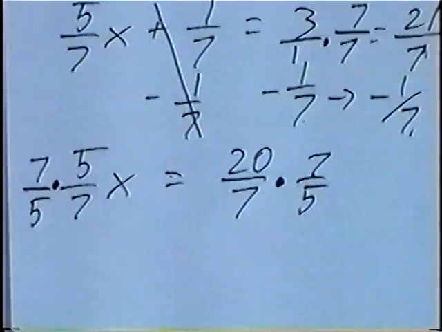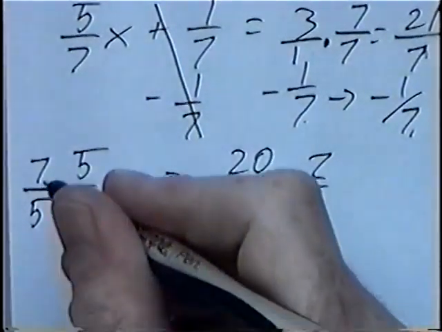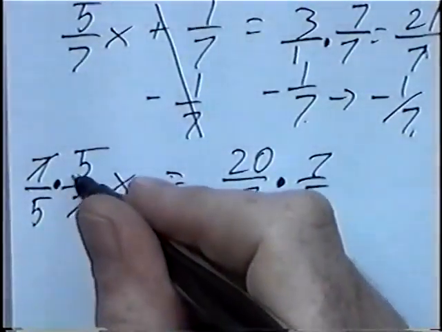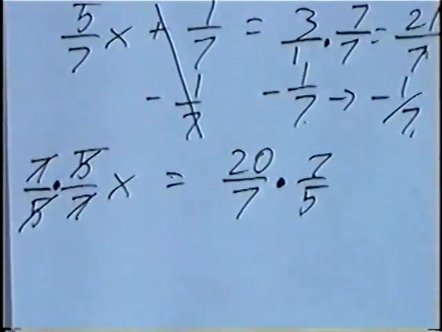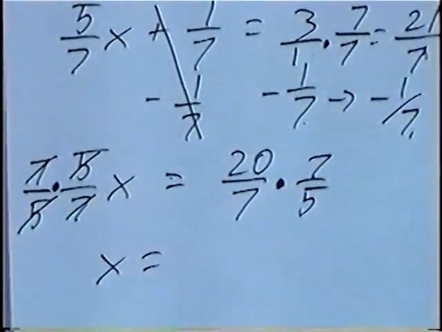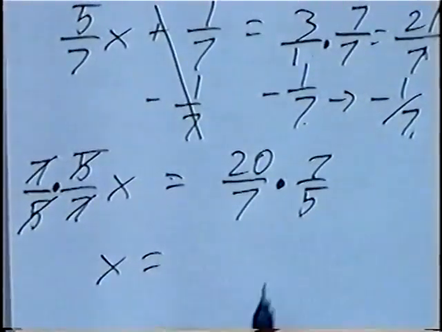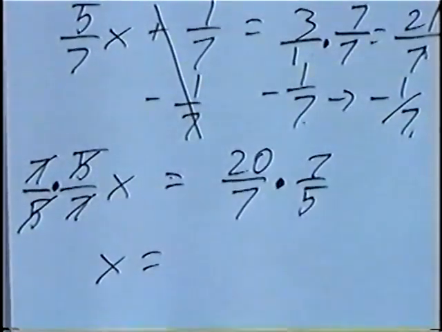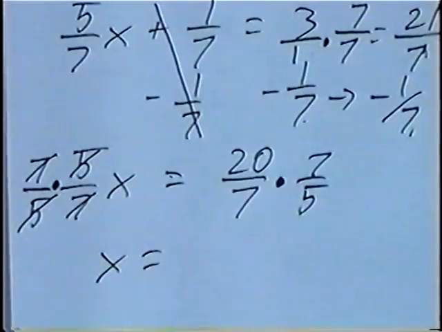When you multiply, reciprocals cancel. We'll have 7 divided by 7, which cancels, and 5 divided by 5, which cancels. So we're left with x. And multiplying the fractions, if you wanted to, you could multiply straight across. You do not need common denominators when you multiply.